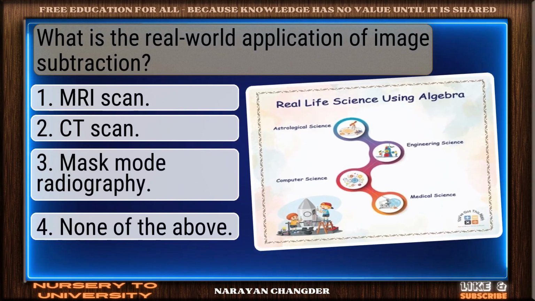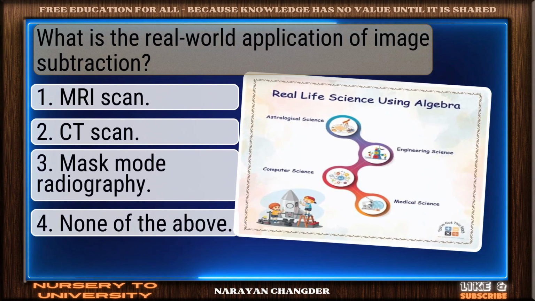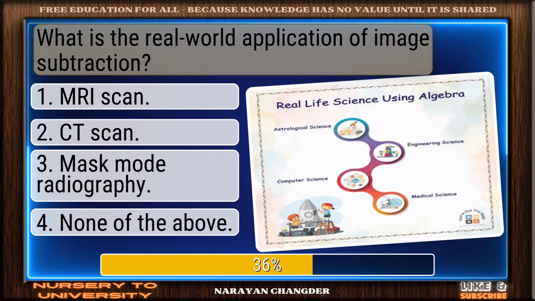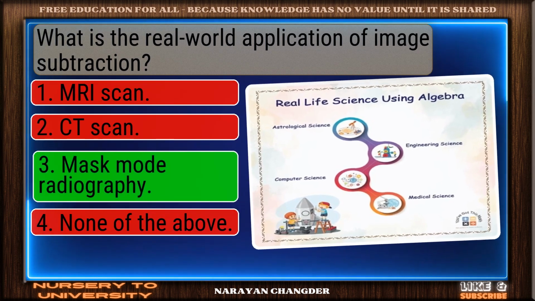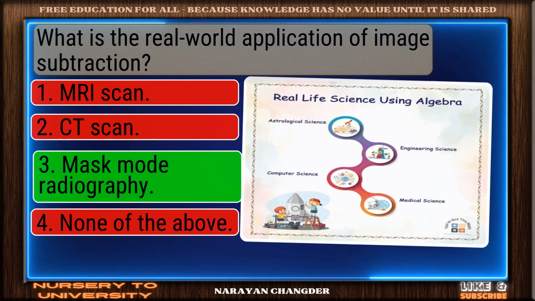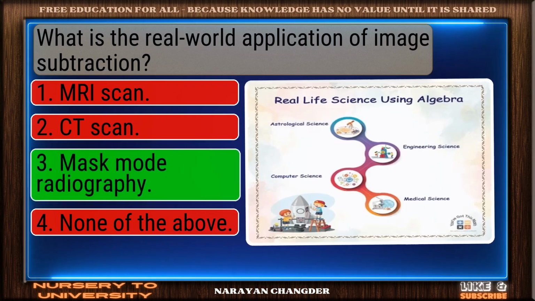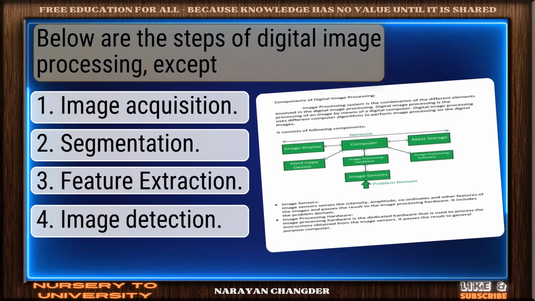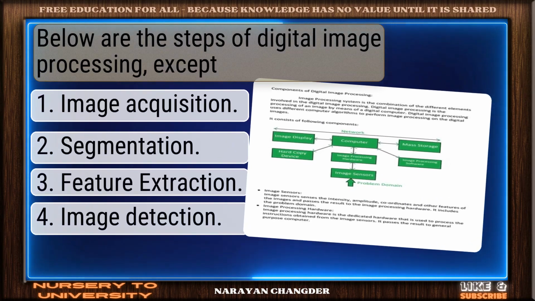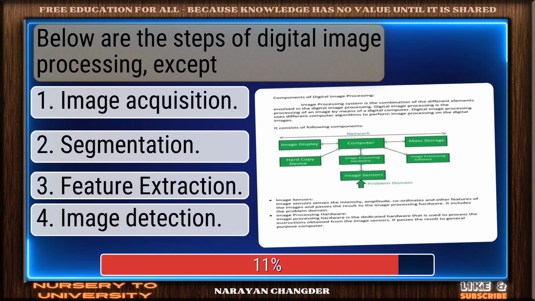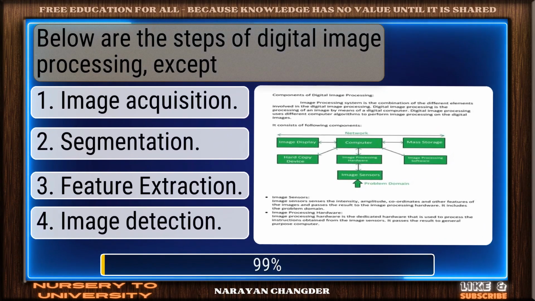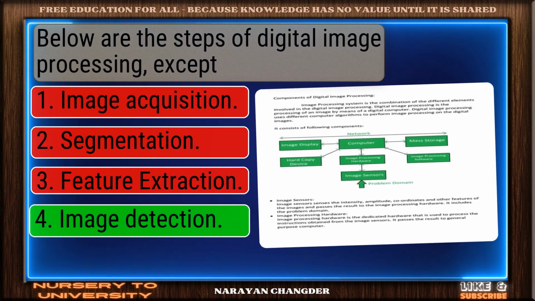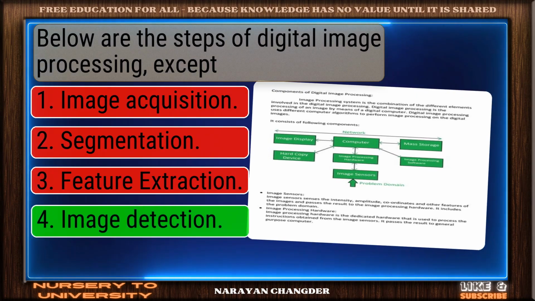Question number 50. What is the real-world application of image subtraction? You got it. Your choice, mask mode radiography, is right. Question number 51. Below are the steps of digital image processing, except. Excellent. Image detection is a brilliant choice.